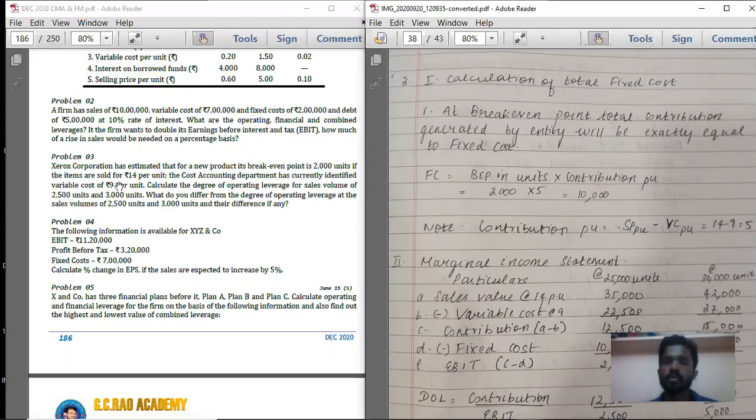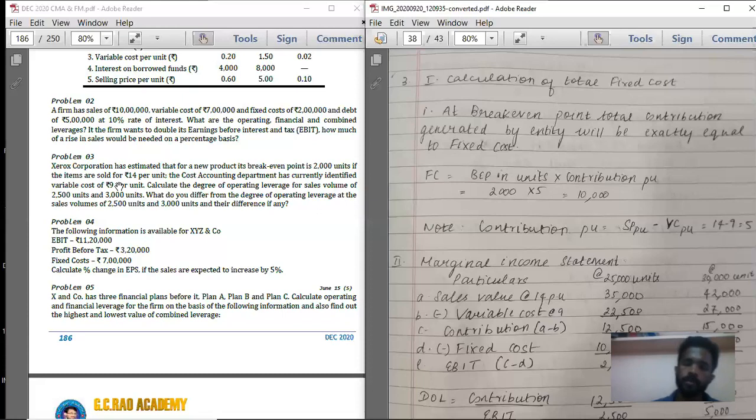Below that, statement number 2, marginal income statement. Now we know the fixed cost, the selling price per unit, and the variable cost per unit. With this, we can easily find EBIT. They have asked us only the degree of operating leverage. The formula for degree of operating leverage is contribution divided by EBIT. So we can find it with the contribution and EBIT itself. We don't need any interest rate.